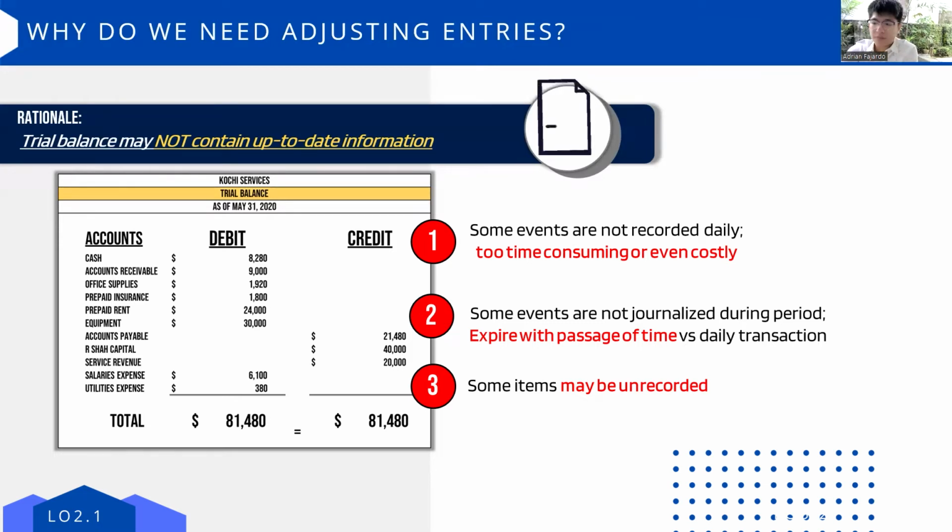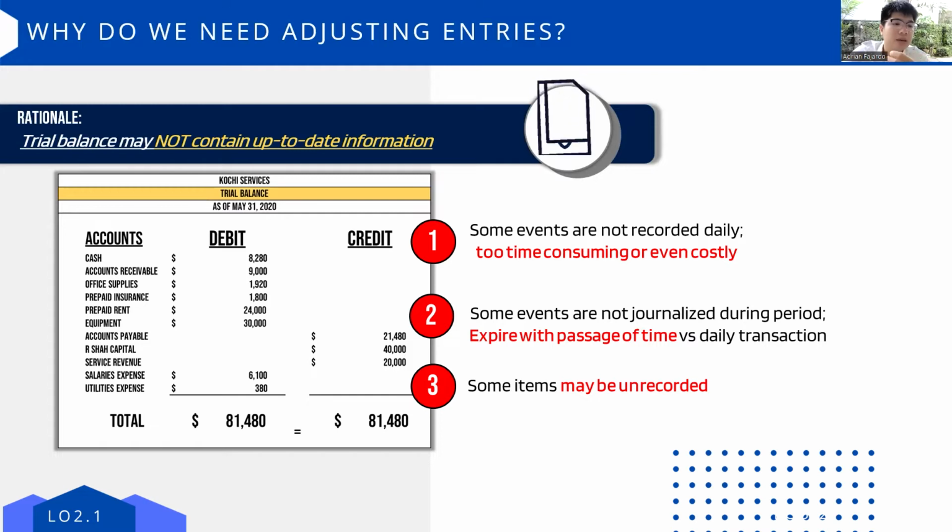So some accounts, for example, rent, right? Nag-rent ka for 1 month. Hindi naman pwede na parang may daily transaction every day, tapos adjust mo yung rent every day. Usually, the consumption of rent expires with the passage of time. And therefore, again, from the initial entry, better na lang to have 1 adjusting entry for that particular account, right? And then third, would be some items may be unrecorded, right?